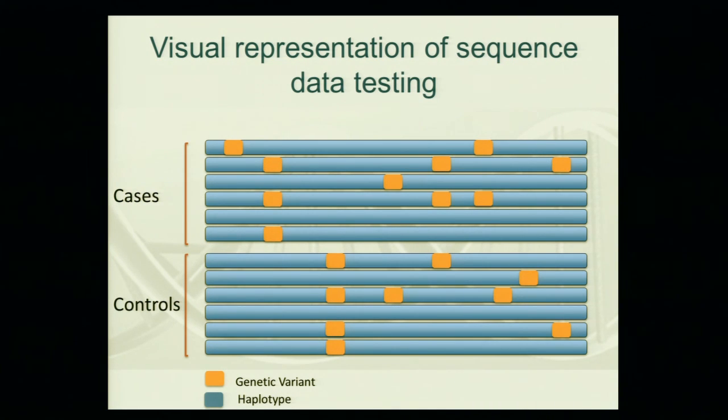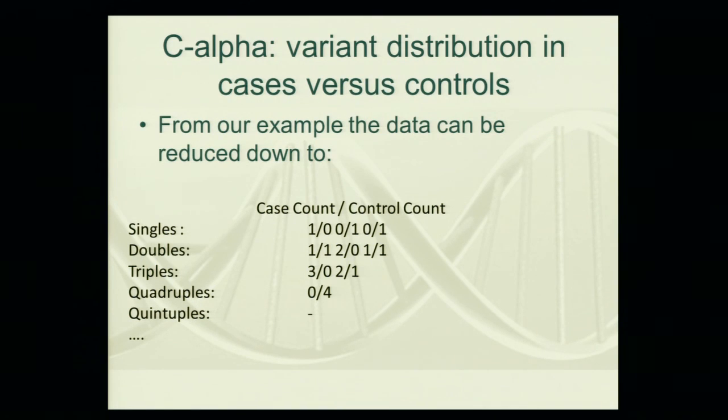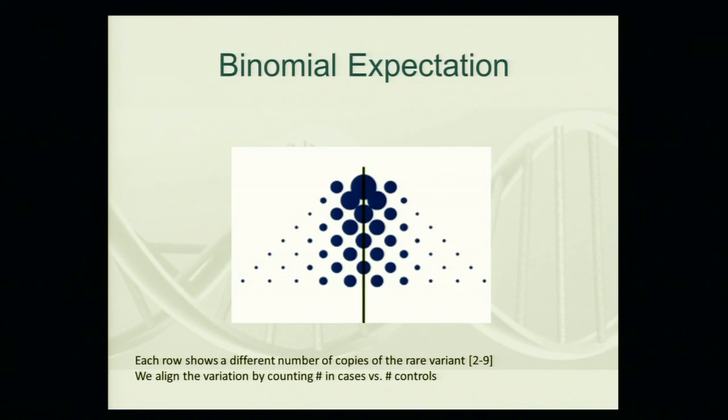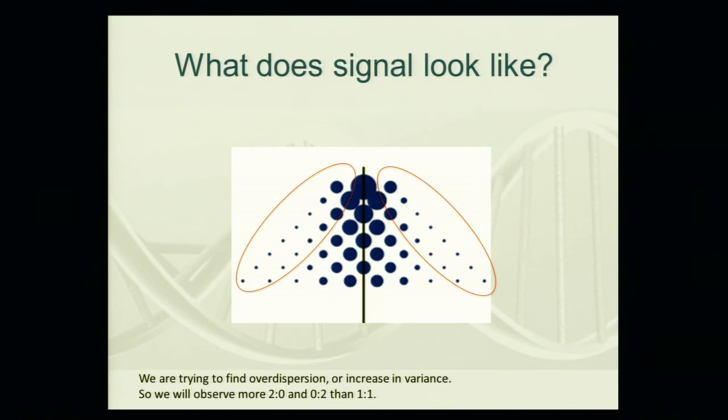So let's go back to our visual representation of the data. How would this look at a C alpha conceptual level? We've got our case count to control count, our singletons, doubletons, and so on. This is a Christmas tree plot. This is the probability of observing an outcome depending on the number of copies. Up here, this would be 2 copies of the allele in the overall data set. If you've got equal numbers of cases and controls, a quarter of the time you'll see a 2 to 0, half the time you'll see a 1 to 1, and a quarter of the time you'll see a 0 to 2, and so on and so forth. The pattern of data that we're really looking for is this over-dispersion, this excess variability, this piling up of mutations on the outside of the Christmas tree.